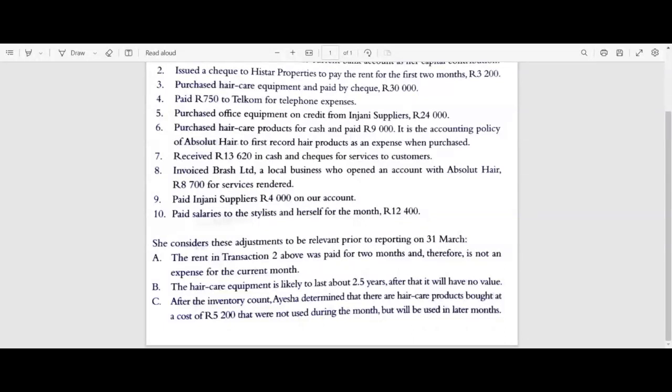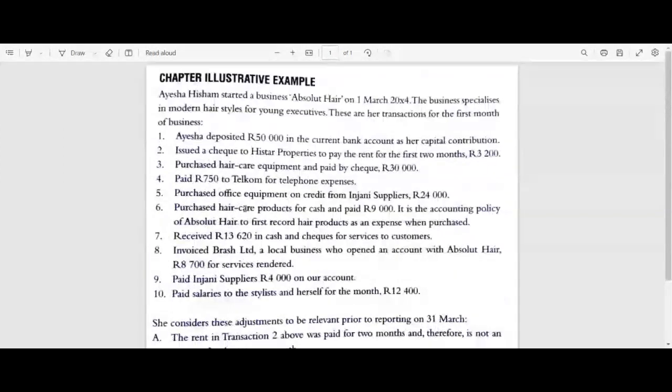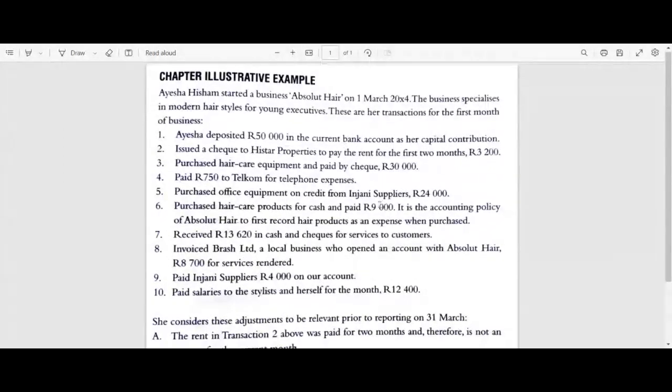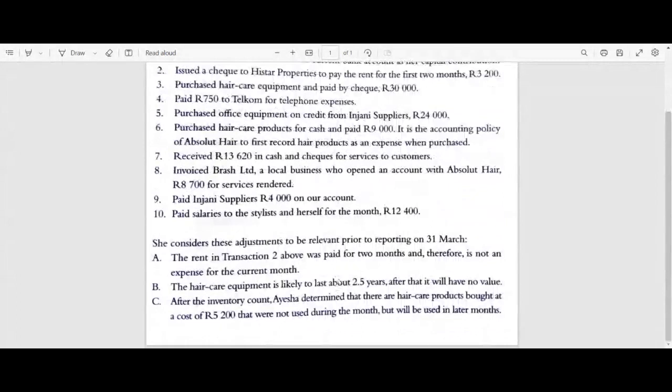We are going to look at its effect on the accounting equation soon, and then we're going to draw up our financial statements. But there are just 3 additional things that we've got to consider. So let's just go through them. They say the rent in transaction number 2. Now we've already discussed that. That 3,200 rands was paid for 2 months and therefore is not an expense for the current month.